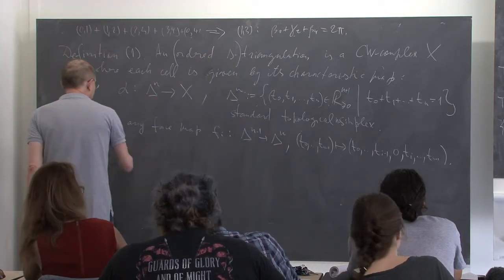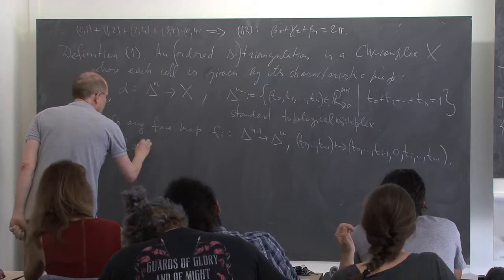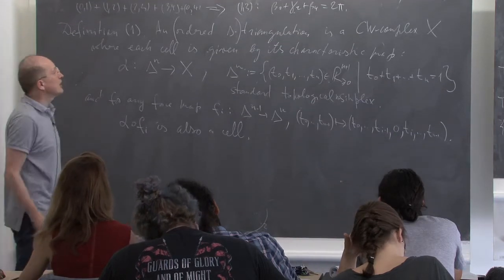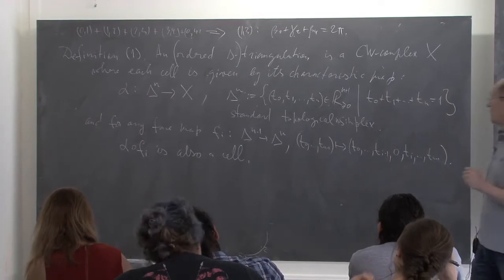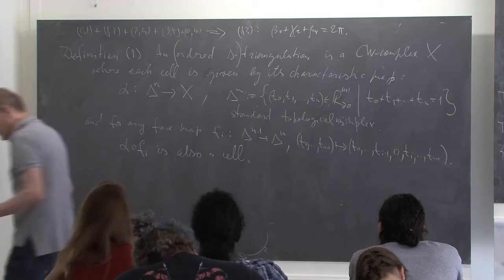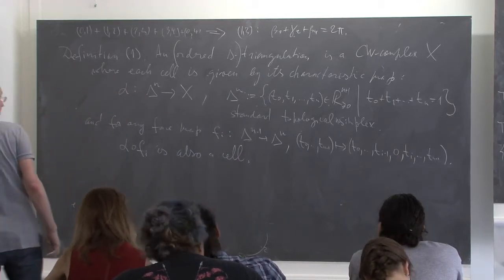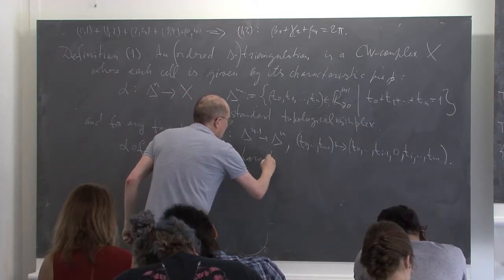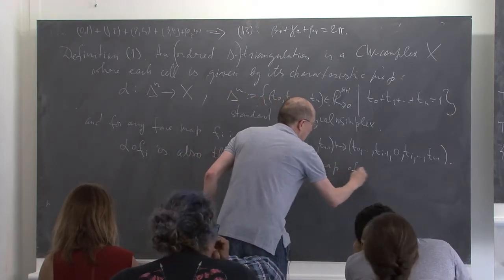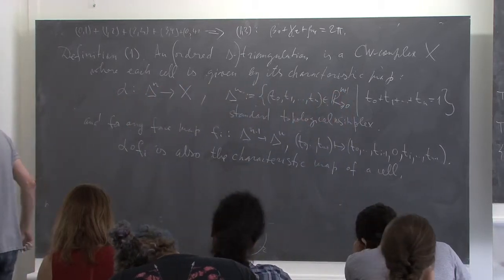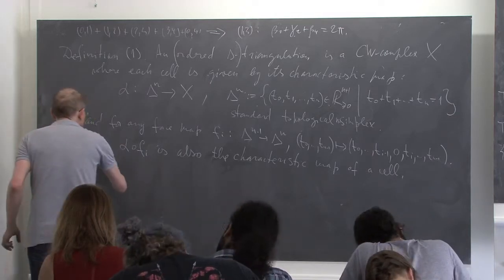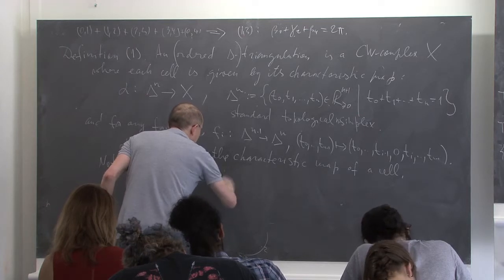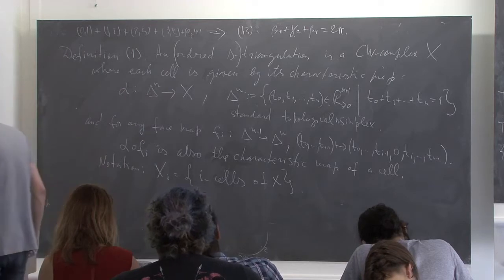Okay, so we have n plus 1 face maps like this. And for any such face map, the composition alpha composed with Fi is also a cell. Which means that the interior of each face is also embedded. So that's the notion of ordered delta triangulation. It is also the characteristic map of a cell. Okay, so that's the first. And just notation, which we used already: notation Xi is the set of i-cells of X. Okay, so that's the first part of the definition.